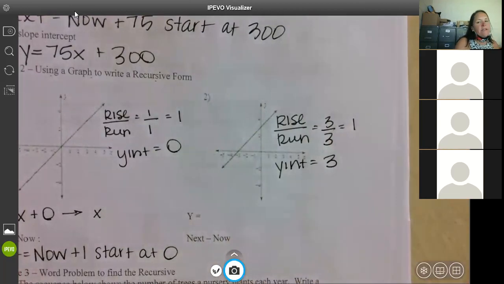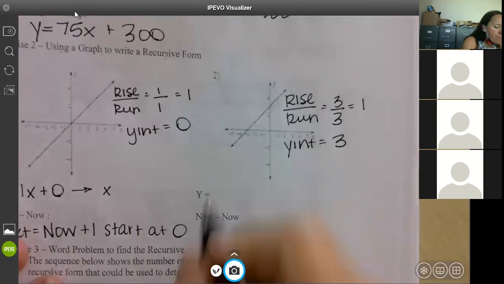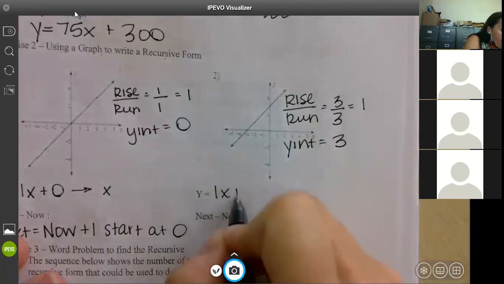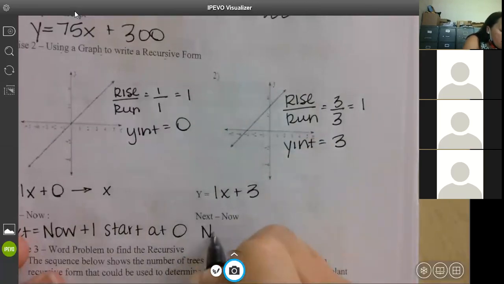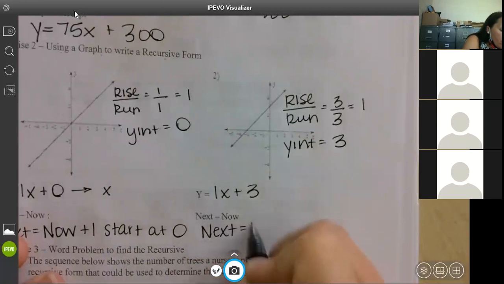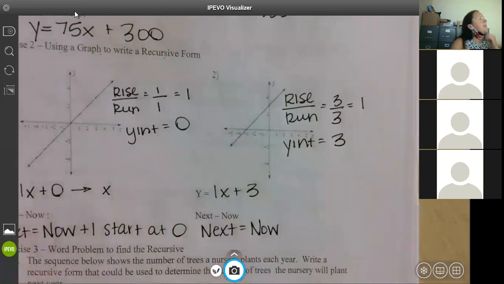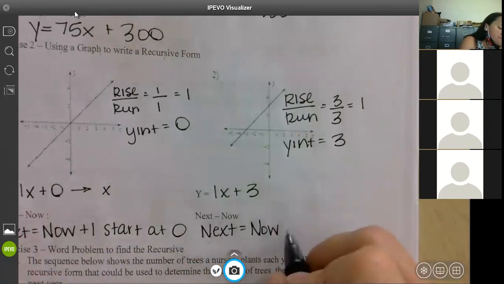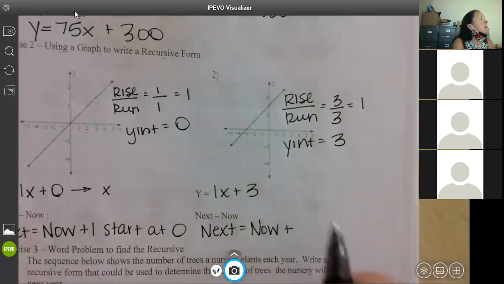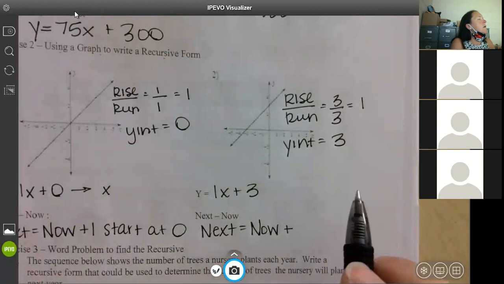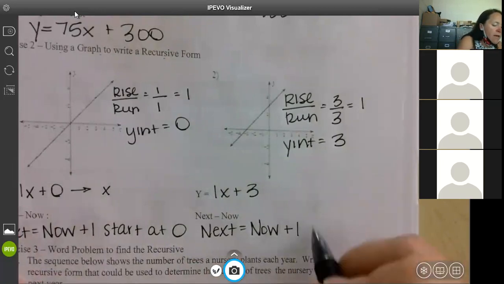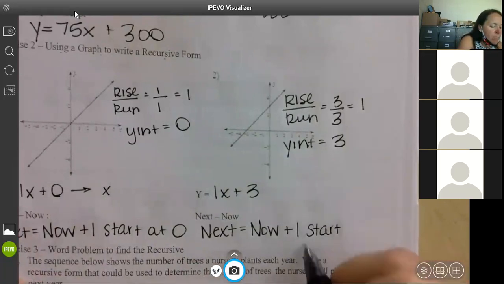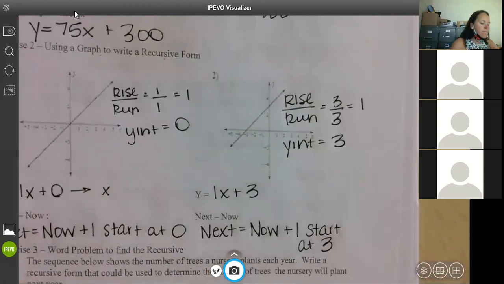So then what's our equation? Y equals 1x plus 3. Perfect. So then your next now. Next equals now. What are we doing each time? Not adding 3, but? Add 1. Yeah, add the 1. And then where do we start? 3. Good.